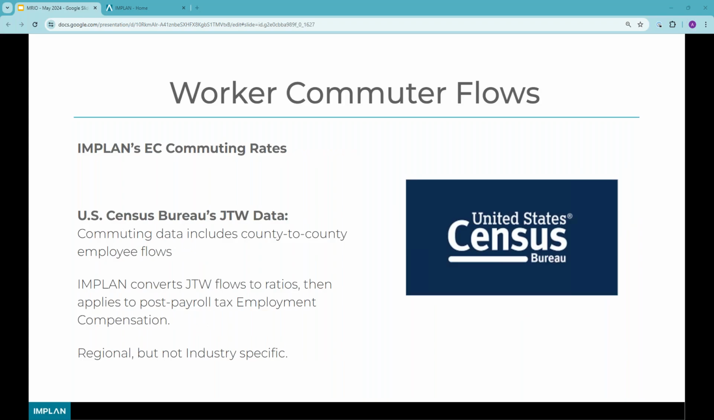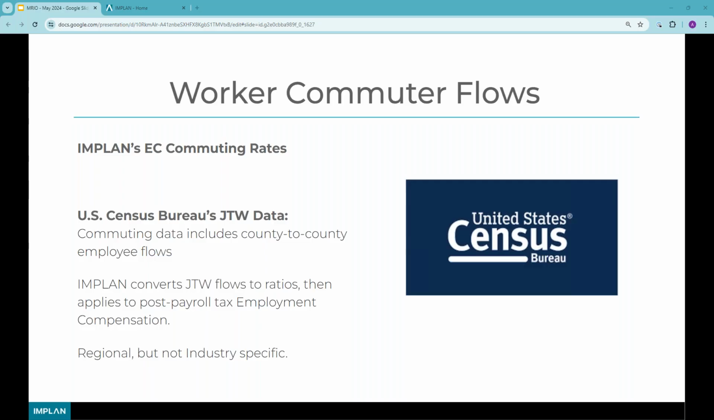Lastly, here we're going to talk about the journey to work data. That gives us our county-to-county commuter flows. This comes from the US Census Bureau. It's the journey to work data, which is from the American Community Survey. We use the 5-year estimates from that. So IMPLAN converts those journey to work flows, which are based on employment, creates a ratio from that, and applies that to our post-payroll employment compensation values by region.